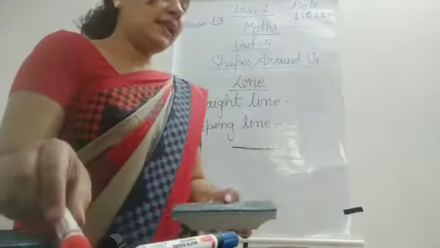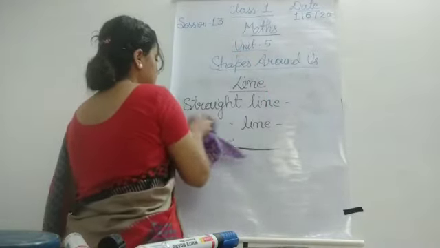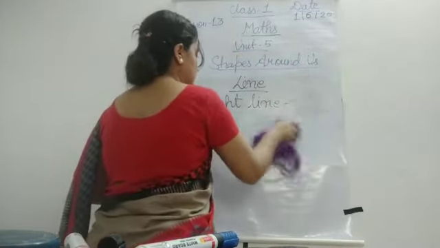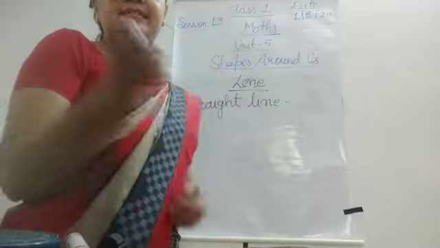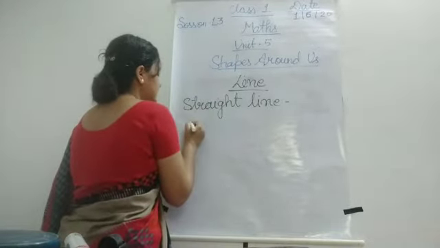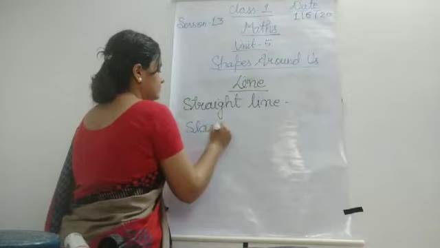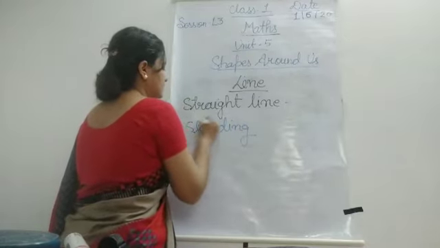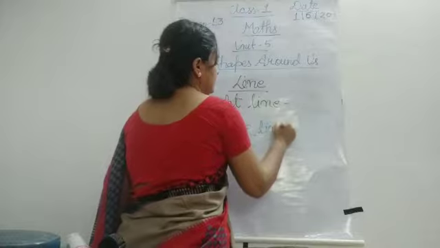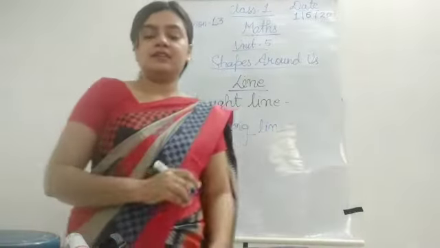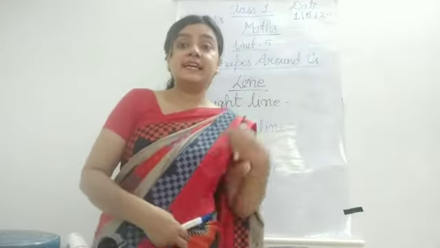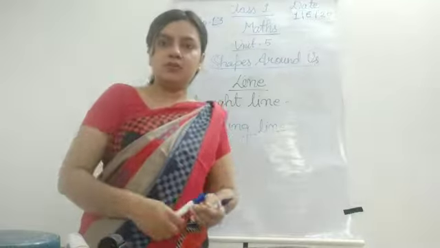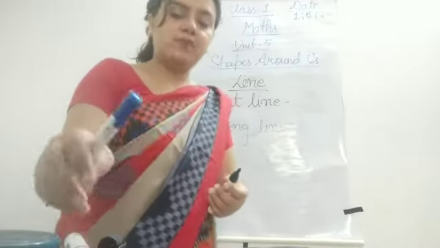Okay? Our next type of line is what? Our next type of line is standing line. So now can you tell me what are standing lines? By name only you can know which type of line we are going to draw.